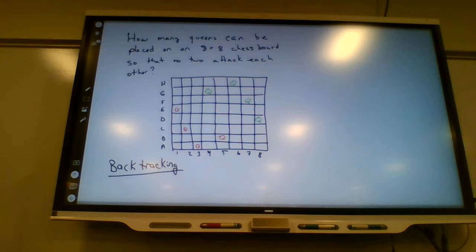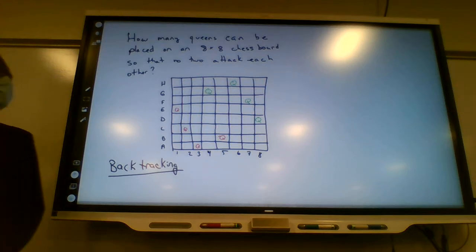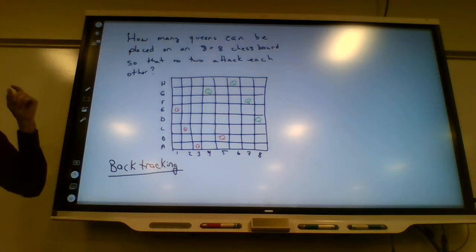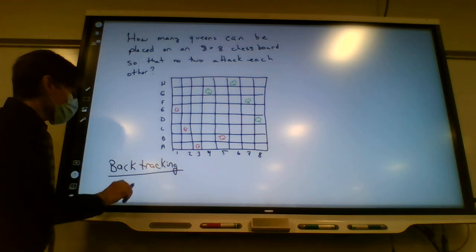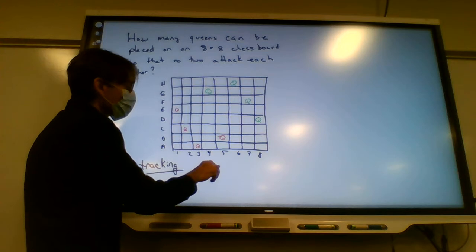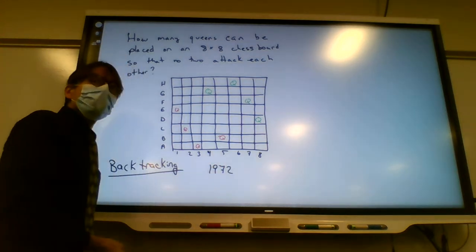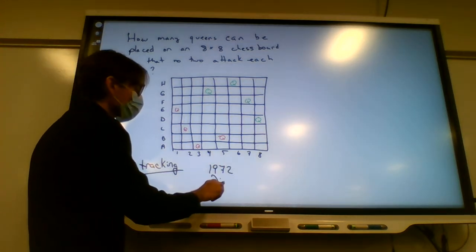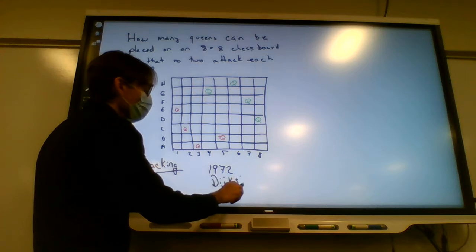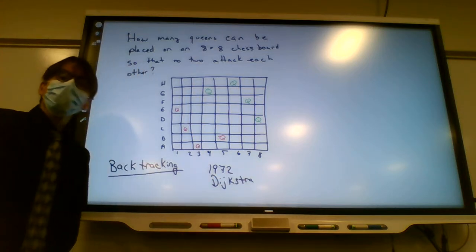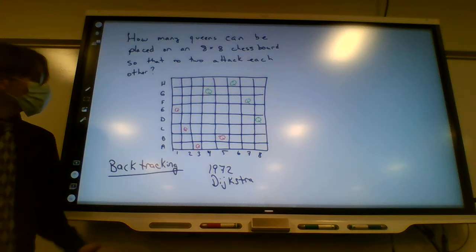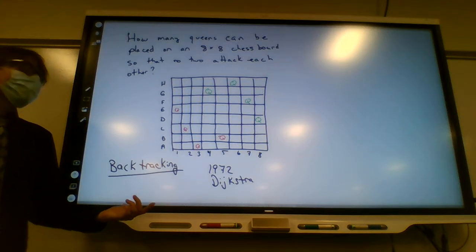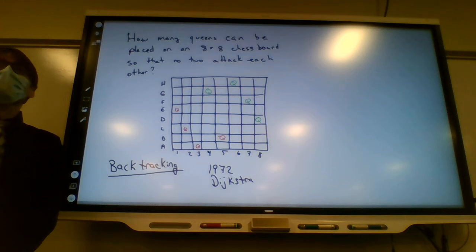The first full backtracking solution to this problem came along, at least the first one that I know of, in 1972 by Dijkstra, who we will see quite a bit more later on in the next couple of weeks.